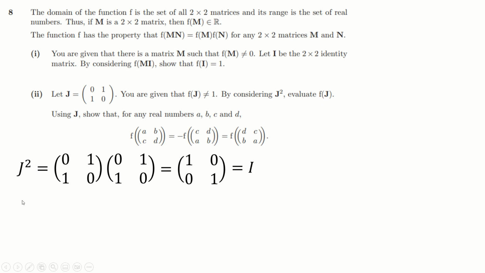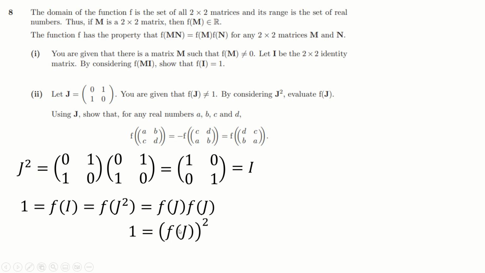So what we'll do is we'll consider f of j squared, because by the rule, that's f of j times f of j. But j squared is just I. So this is equal to f of I, which is 1, as we showed in the previous part, which means 1 is f of j times f of j, which is f of j squared. And something squared equals 1, well, the only answer to that is plus or minus 1. But we're told it's not 1, so therefore f of j is minus 1.